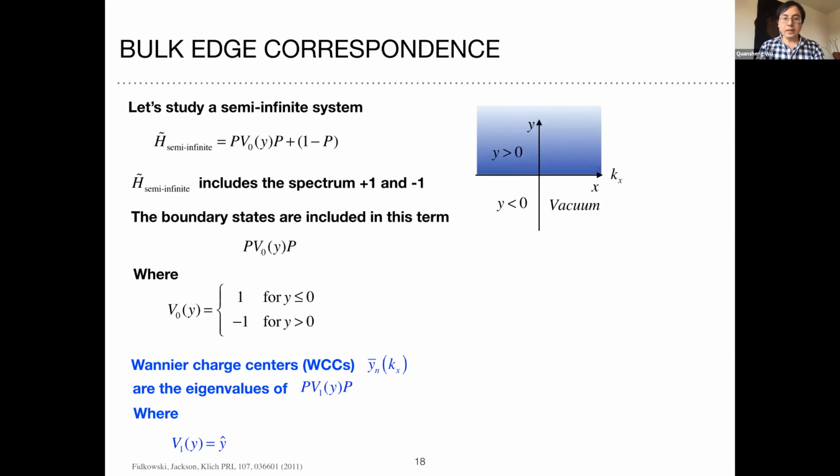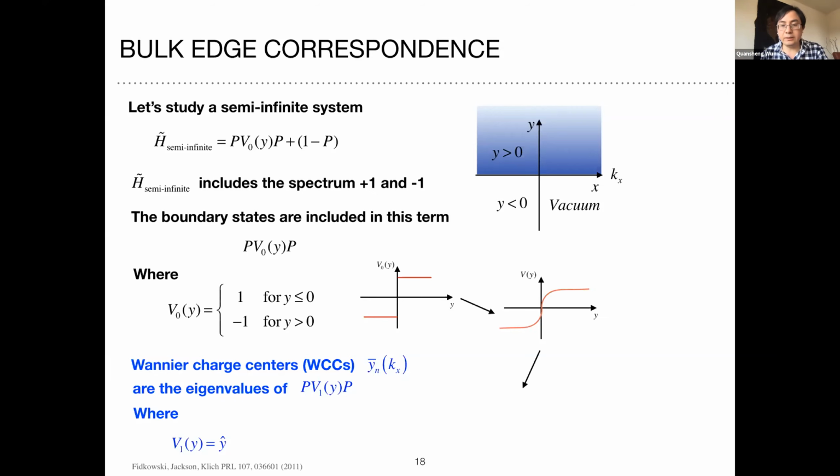Okay. Then if we can build a continuous evolution between this operator and this operator, then we will know that the spectrum is the same, right? Let's do this. In this case, the v0y is this form. It's a step function.